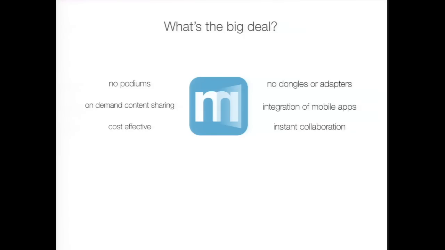Cost effective. An Apple TV is $99. And employing BYOD, we're talking about devices that students and faculty already have with them. No dongles or adapters. Faculty are able to integrate third-party apps really easily this way because they can just mirror their display into any classroom or conference room. And it provides instant collaboration. It turns this projector into a community table for content sharing.